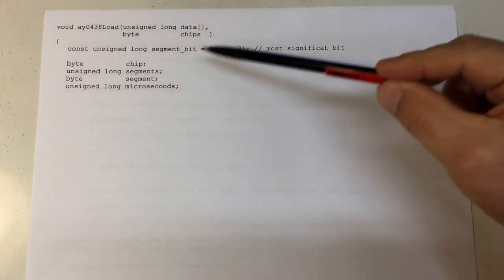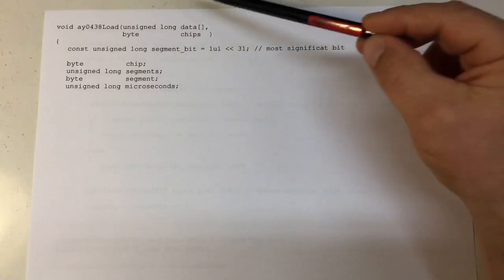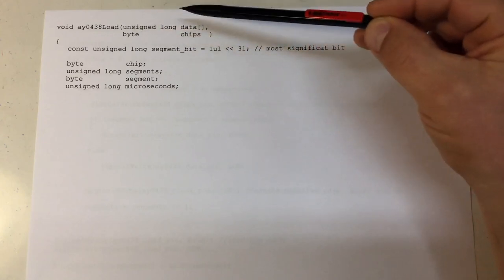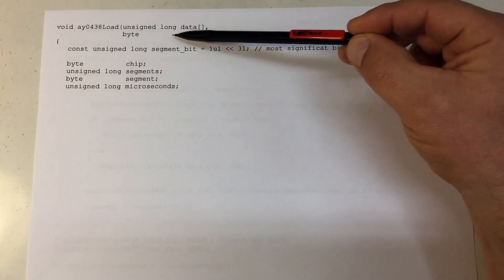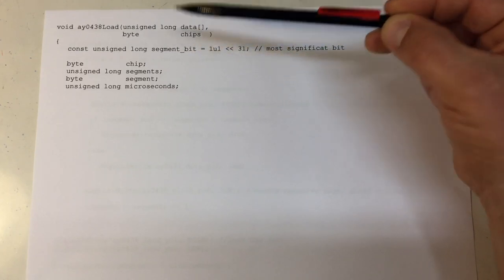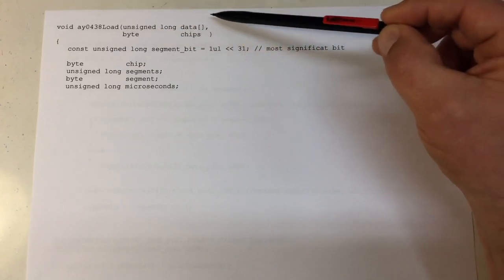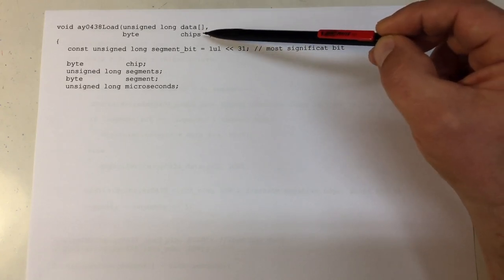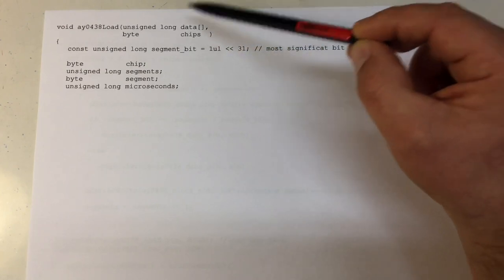Just the start of the AY0438 load procedure. I'm passing, as I said, an array of unsigned long 32-bit values, and the number of chips, or the number of unsigned long 32-bit values. So you can actually drive several of these chips with 3 pins. I will show you after this.